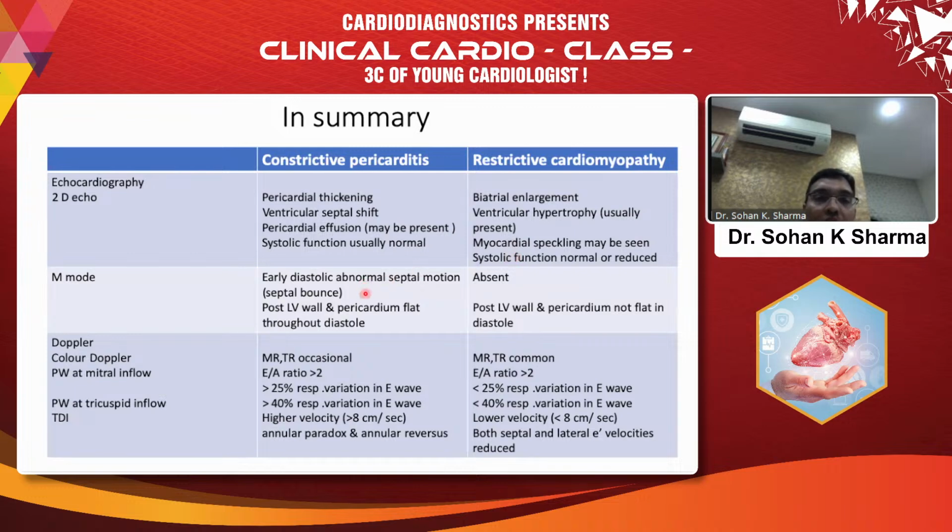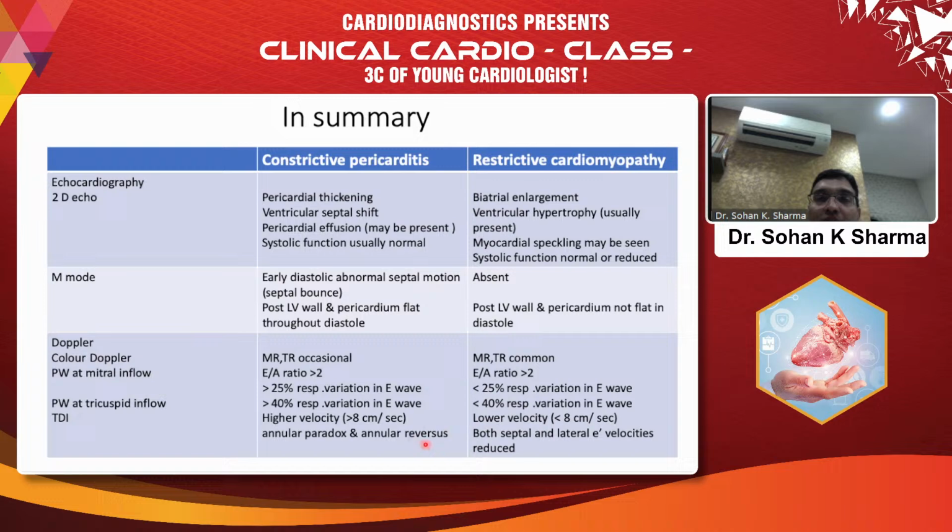In M mode, septal bounce is present, and the posterior LV wall and pericardium are flat throughout diastole, while septal bounce is absent in restrictive cardiomyopathy, and the posterior LV wall and pericardium are not flat in diastole. In the Doppler, MR or TR is commonly seen in restrictive cardiomyopathy, not in constrictive pericarditis. E/A ratio is more than 2 in both conditions because of the diastolic dysfunction. Respiratory variation is seen in constrictive pericarditis at the mitral valve level and at the tricuspid valve level, and higher velocity is seen at the mitral level in constrictive pericarditis, while it is low in restrictive cardiomyopathy.